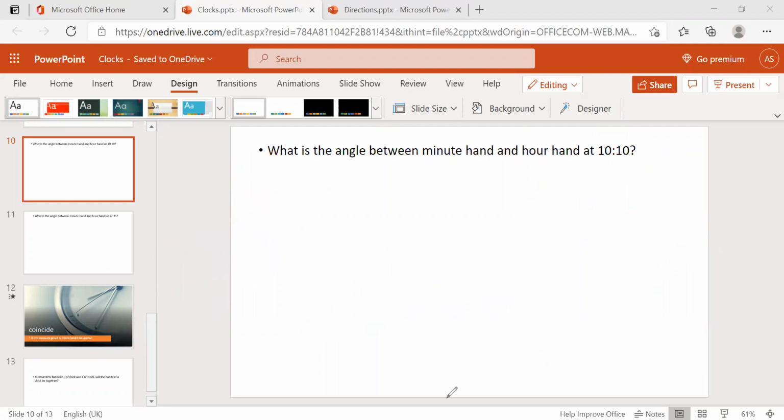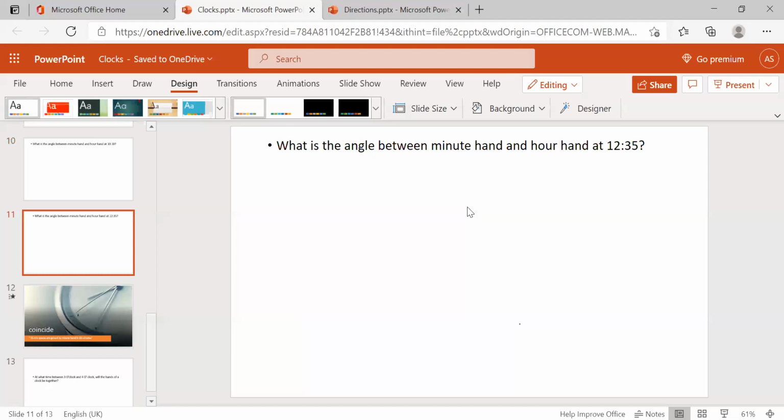Now we just solve this one, then we'll move on to the next type of problems. Solve this one and give the answer. What is the angle between the minute hand and hour hand at 12:35? How will it look on the watch? The hour hand will be like this, and the minute hand will be like this.